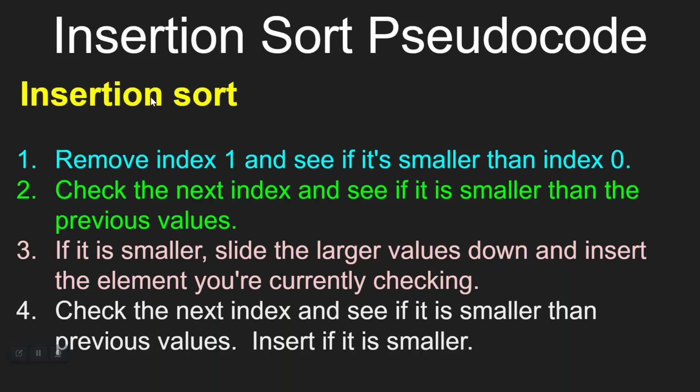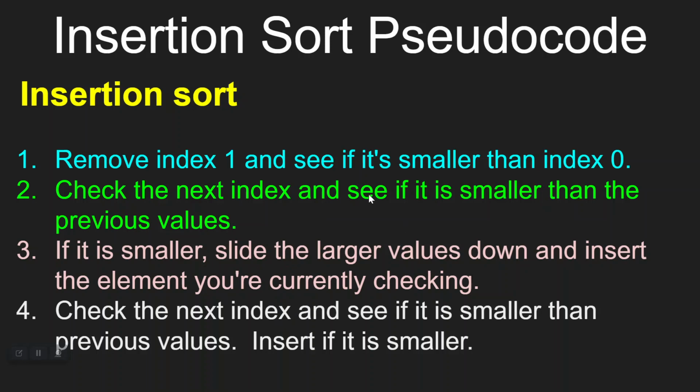Now we're going to look at what's called the insertion sort. So the insertion sort pseudocode works like this. Instead of starting at index 0, we're going to start at index 1, and we're going to remove it. And we're going to see if that value is actually smaller than the one before it, index 0. Then we're going to check the next index and see if it's smaller than the previous values. Now, if it is smaller, what's going to happen is you're going to slide the larger values down and then insert the element you're currently checking where it's supposed to go. Finally, you're going to check the next index and see if it's smaller than the previous values. And once again, you're going to insert it if it's smaller.